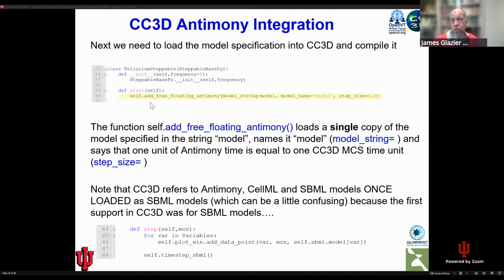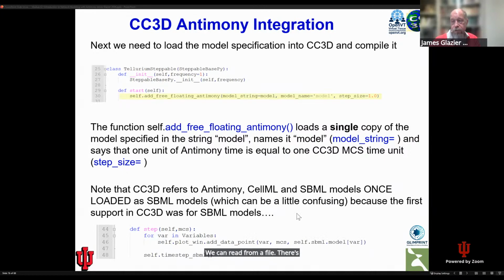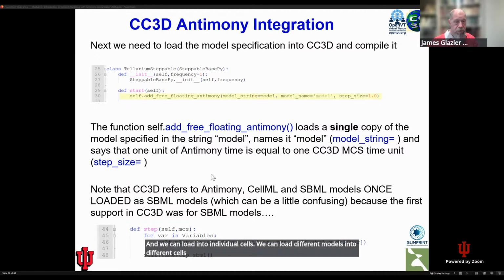Then we need to load the model specification, self.add_free_floating_antimony_model. Free-floating antimony model loads a single copy of the model specified in the string model, names it model string equals, and gives the time step. We can read from a file. There's a file read option as well. And we can load into individual cells. We can load different models into different cells. The models are independent in each cell.